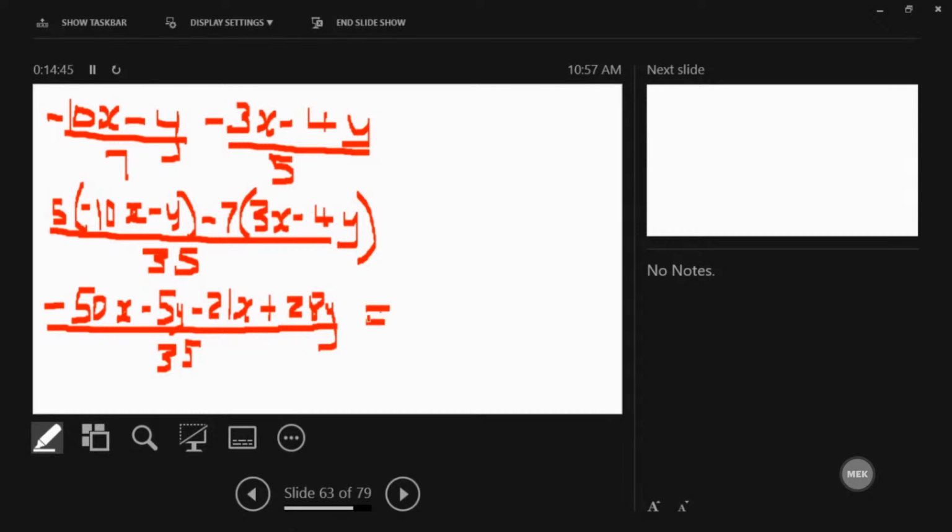So what we have is negative 50x minus 21x, which is negative 71x. And negative 5y plus 28y, that's a positive 23y over 35. And these 3 terms don't have a common factor other than 1. So we're going to leave as is.